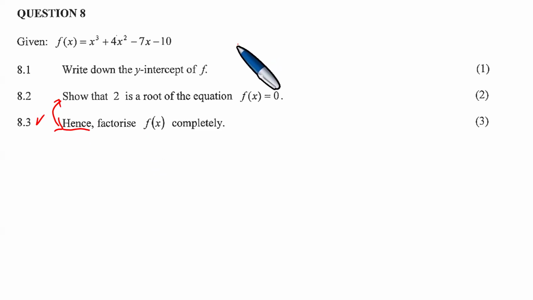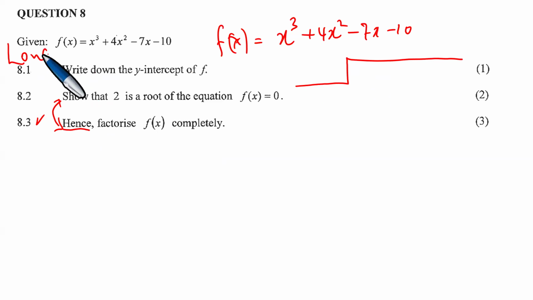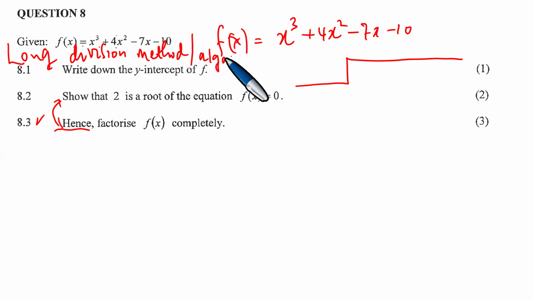Given the cubic function f of x equals x cubed plus 4x squared minus 7x minus 10, what do we do here? We want to factorize f of x completely. With the examiner's hint, we must use the fact that x equals 2 is a root. So at grade 10 and grade 11, we learn something we call the long division method, or the long division algorithm.